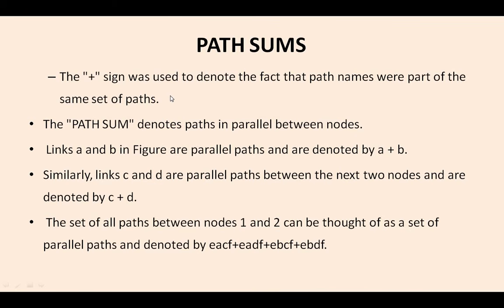Now we can represent what a path sum is. The plus sign can be used to represent the path sum. Wherever we have used the plus sign among the path names or path products, this is called the path sum. The path sum denotes the paths in parallel between the nodes. Path sum means whenever there are two different things which are in parallel between each other, then we can say that is a path sum.